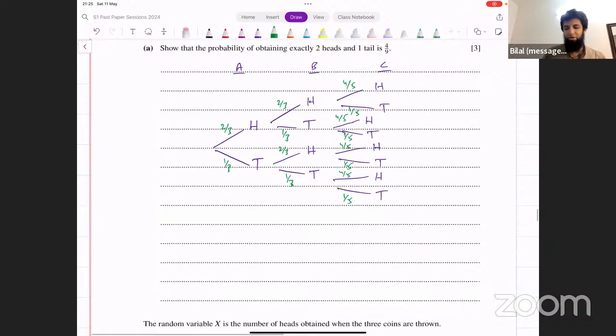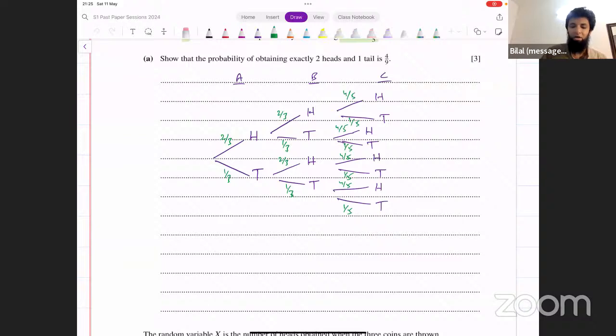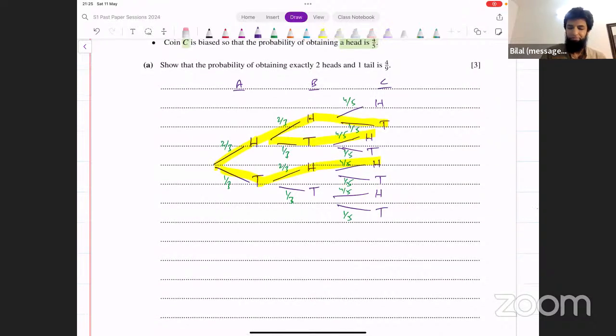Okay, show that the probability of obtaining exactly 2 heads and 1 tail is 4 over 9. How can you get 2 heads and 1 tail? You can have head, head, tail; head, tail, head; and tail, head, head. On this tree diagram, that's these parts. Just add all of those cases and that will give you the result. Okay? What's this one? 2 over 3 into 2 over 3 into 1 over 5.